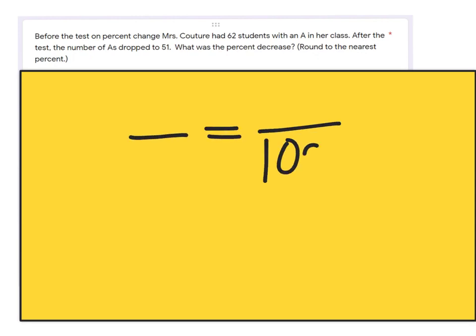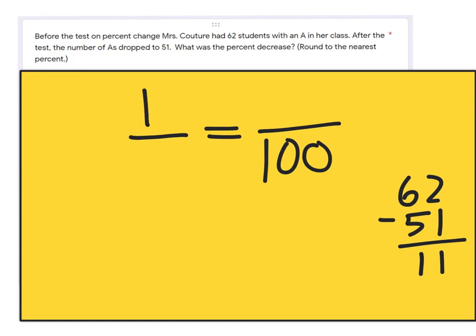Remember, we're talking about percent decrease. You're going to want to set up a percent proportion, and you want to find out the amount that it decreased. Well, it went from 62 down to 51, so that means it dropped by 11 students. So the amount of change is 11. Remember, the next thing we want to do is make sure we always compare it to the actual amount or the original amount.